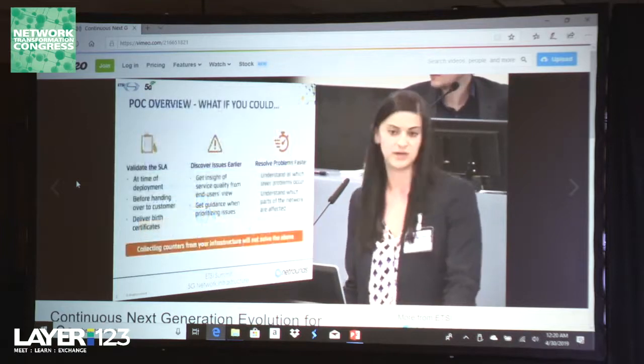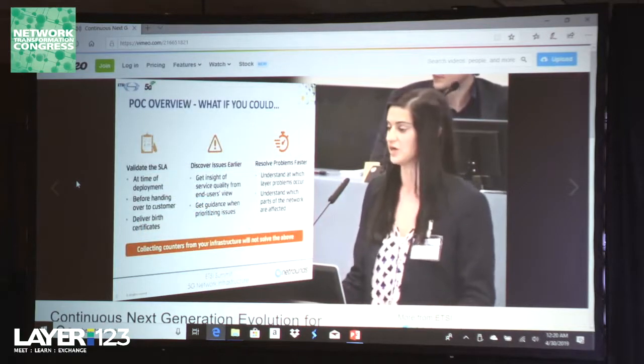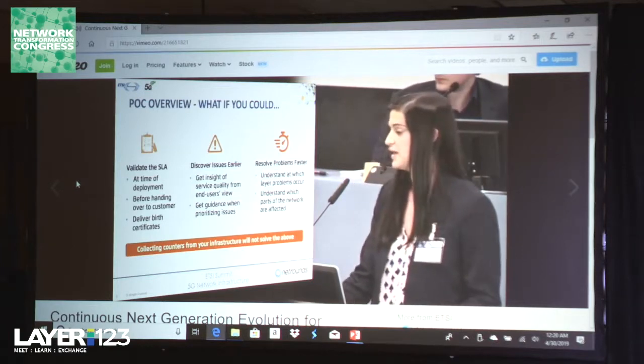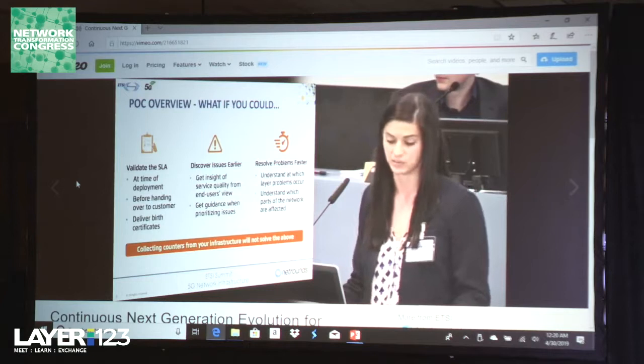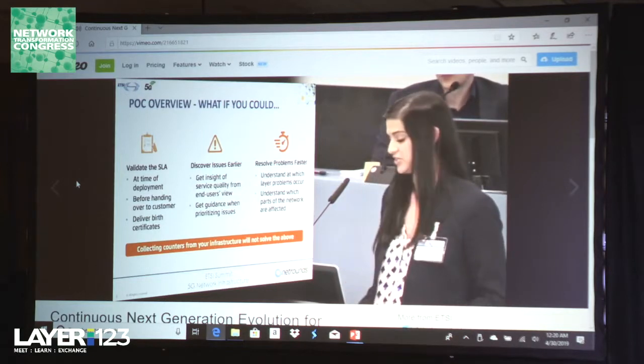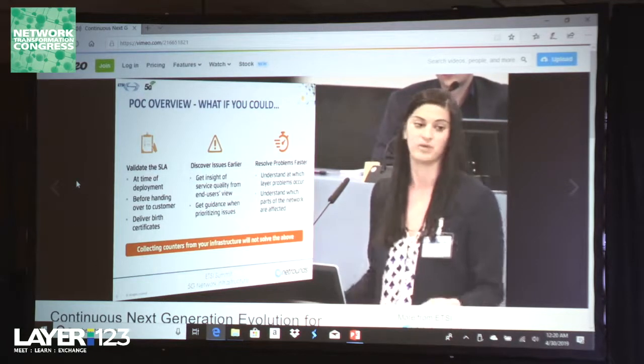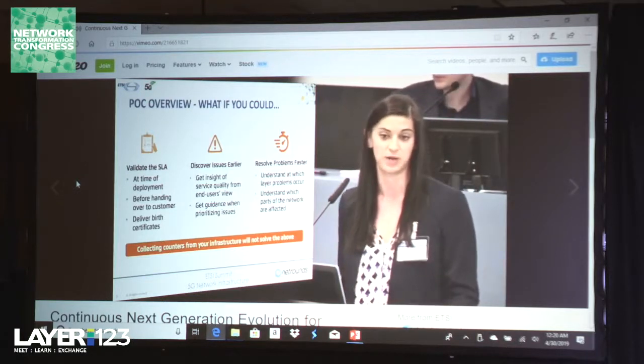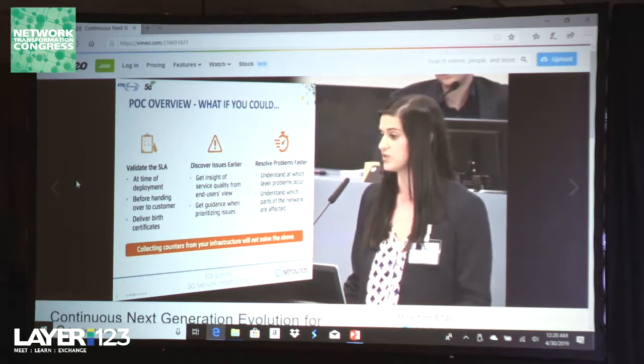So what if you could validate that SLAs are being met at the time of service delivery before you hand it over to your customer and potentially have them experience adverse network quality? What if you could discover issues earlier? What if you could be notified if your services aren't meeting the SLAs that you've promised your customers? And what if you could do this quicker?